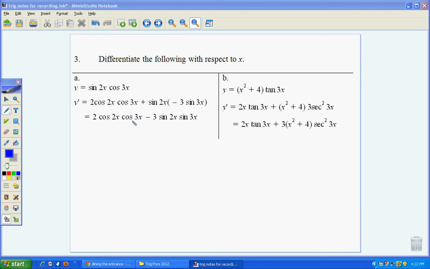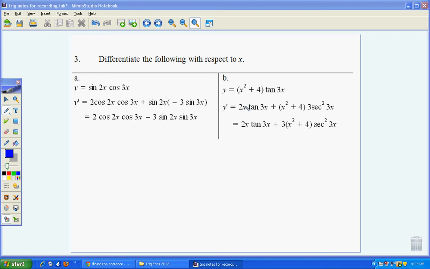Some more functions to differentiate, and again we're going to keep using our different rules. This one again is going to use the product rule, so the derivative of sin 2x is 2 cos 2x times the second function cos 3x, plus the first function times the derivative of cos 3x, which would be minus 3 sin 3x. Then we can just clean it up, put the minus there, and put our functions with our numbers in the front.